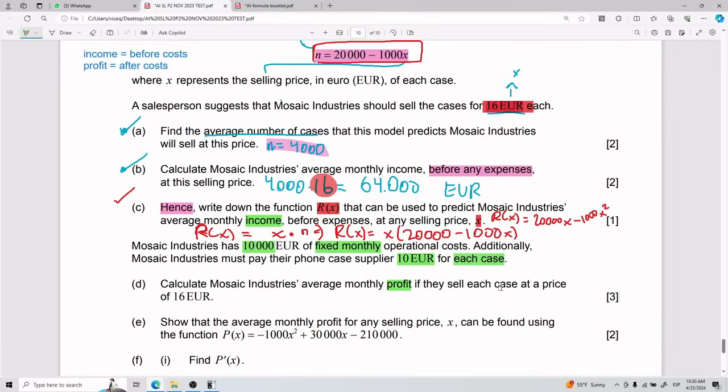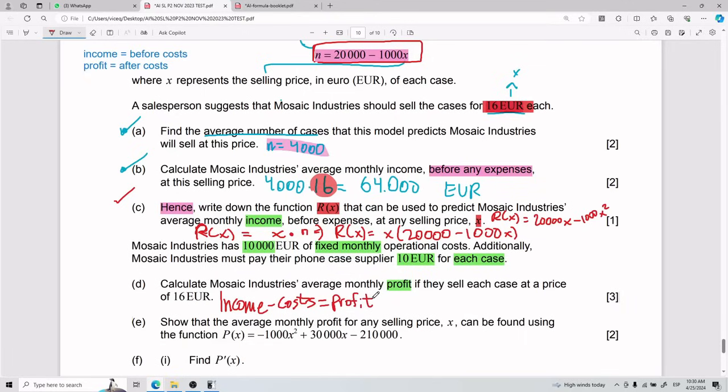And so you need to express all of that for part D. And so one way to do this, which I think is the most friendly one, is that you can do your income minus your costs, which gives you your profit.